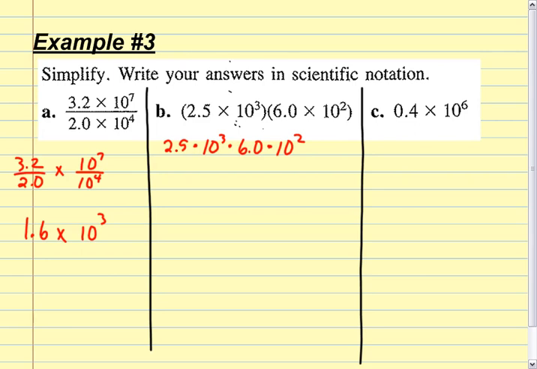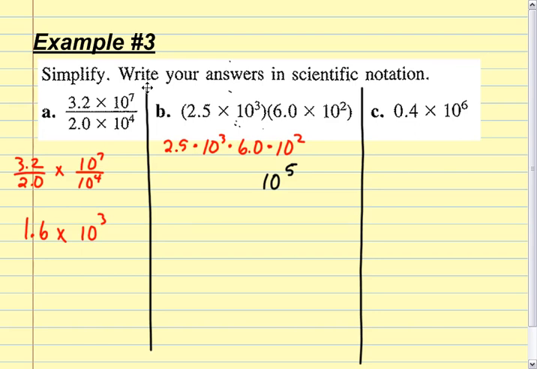Okay. So what would you like to multiply, just looking at this first? 10 to the third times 10 to the second, what's that give us? 10 to the fifth. I just add their exponents. Beautiful. Okay. Now I need to multiply 2.5 times 6. Can you do that in your calculator? Just tell me what it is.